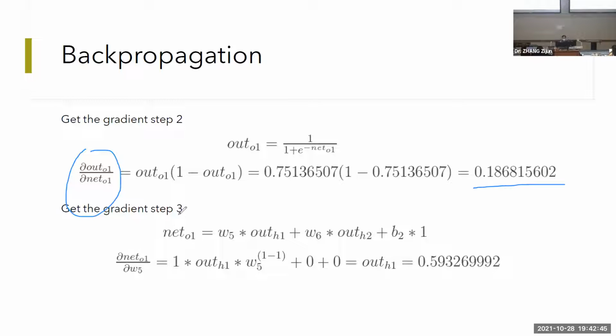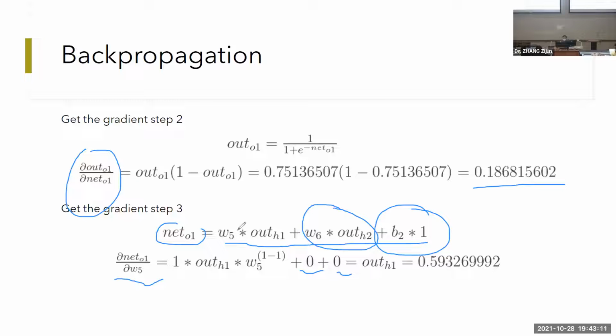Then we do the third one. Then we back propagate back to the weight 5, the link. All right, so the input is a linear combination of the outputs of the hidden nodes. Then we take a derivative of this term against W5. The second term has nothing to do with the weight 5, and neither does the last one, bias 2. So they are both 0. And the only thing left here is W5 itself, which becomes 1. Then the output H1 is left. So actually output H1 is 0.59329662.